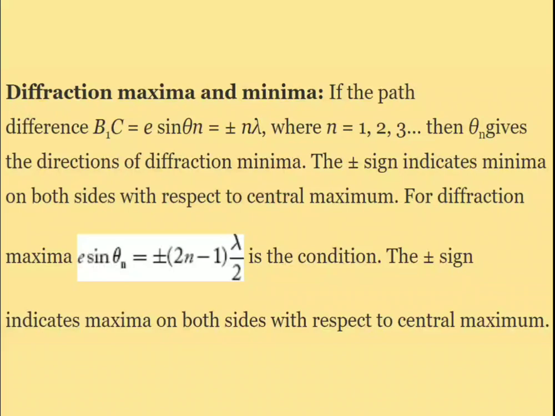Similarly, in diffraction, the maxima case has the condition e sin theta is equal to plus or minus (2n minus 1) lambda by 2. The plus or minus sign indicates the existence of maxima on both sides of the central maxima.